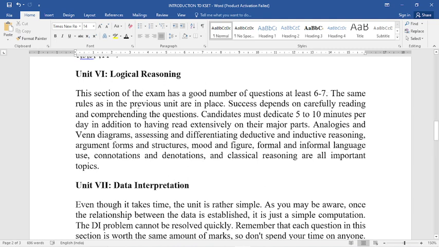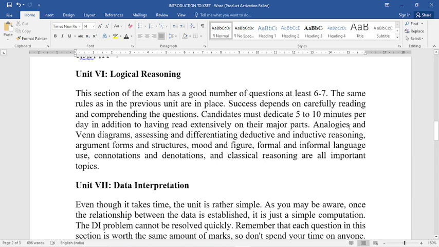The same rules as the previous unit are in place. Success depends on carefully reading and comprehending the questions. Candidates must dedicate 5 to 10 minutes per day, in addition to having read extensively on their major parts. Means we are reading all these remaining units, but this unit requires more time.